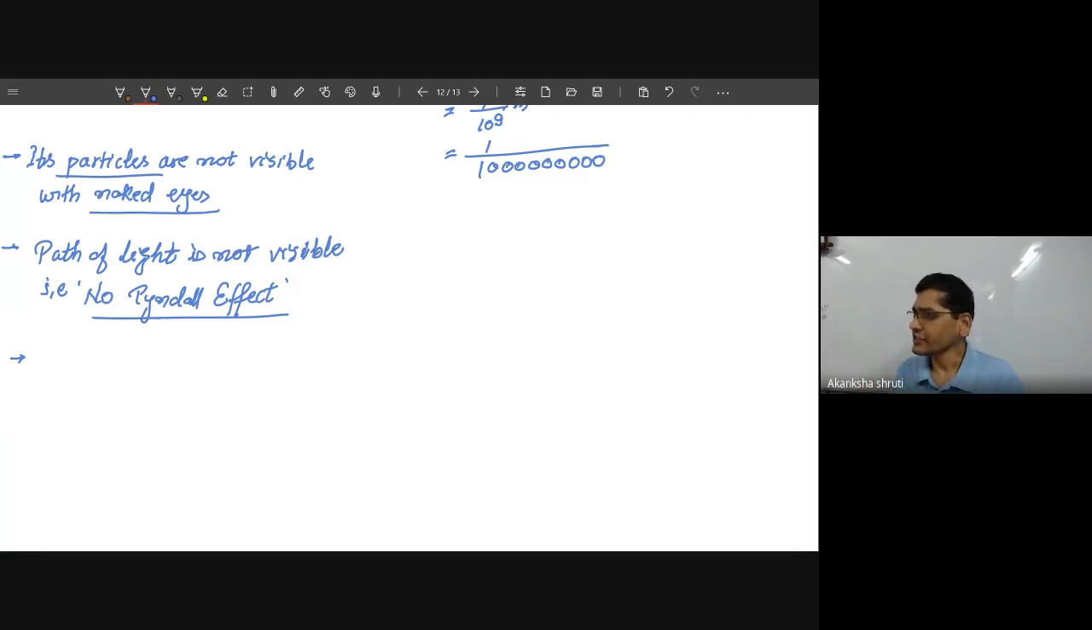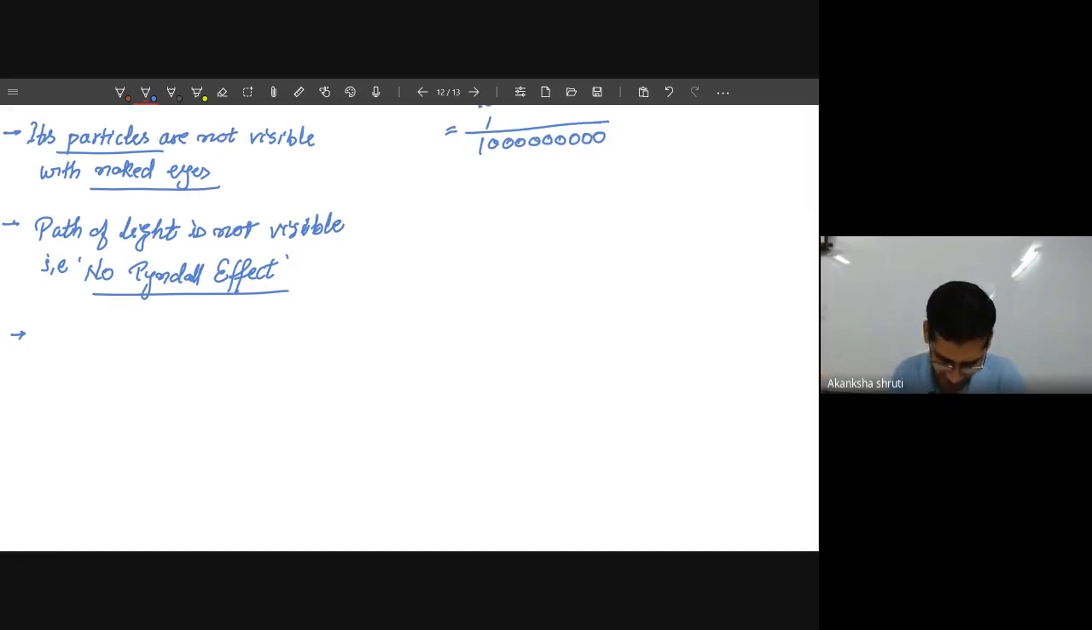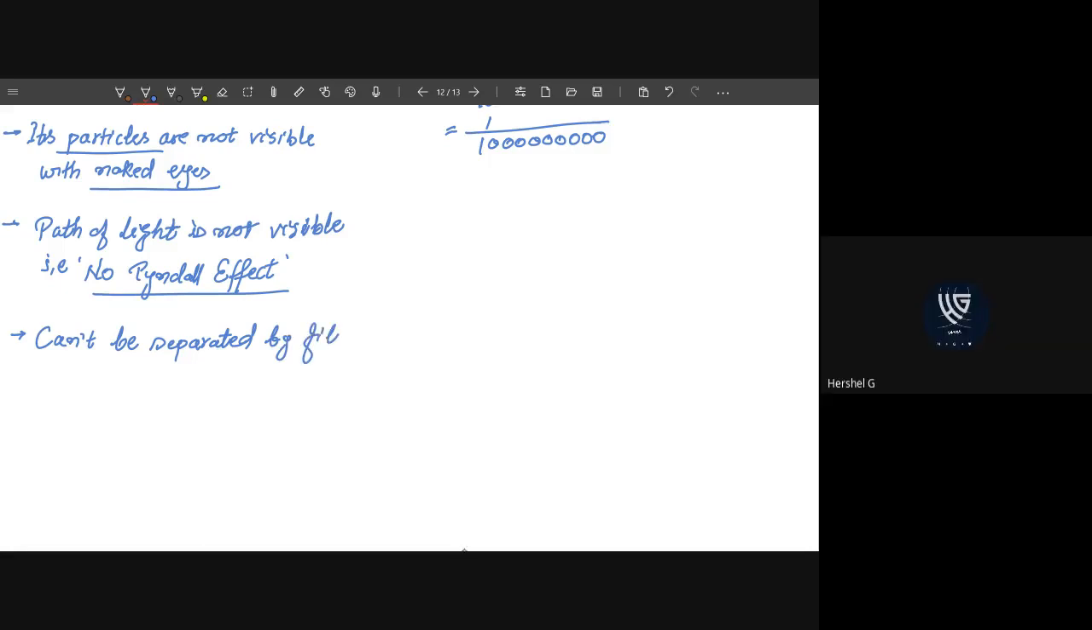No sedimentation. Another thing, if you want to separate it, it cannot be separated by a filter because of its smaller particle size. So write that. It cannot be separated by filtration or filter.